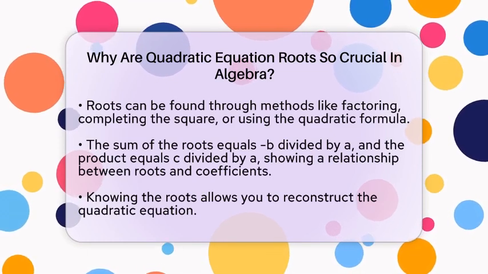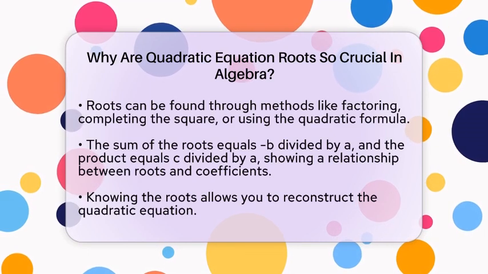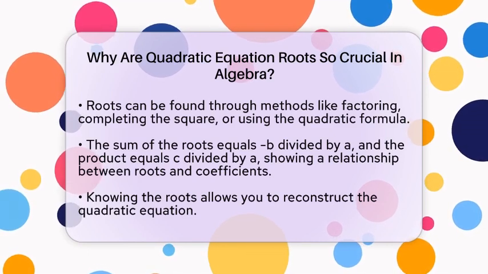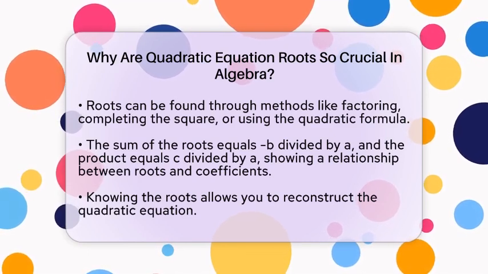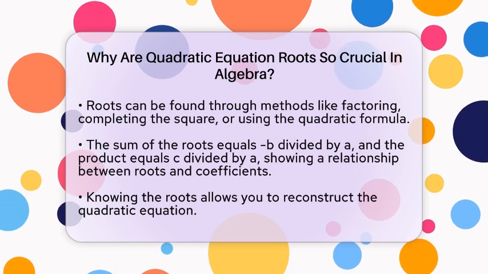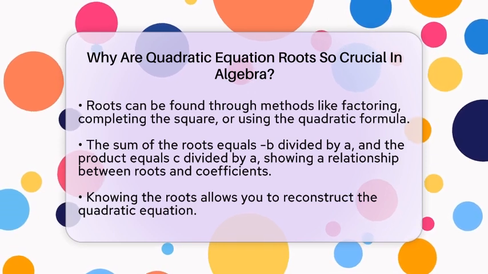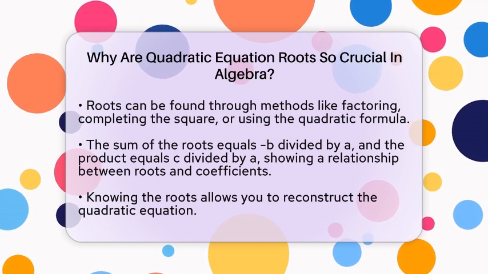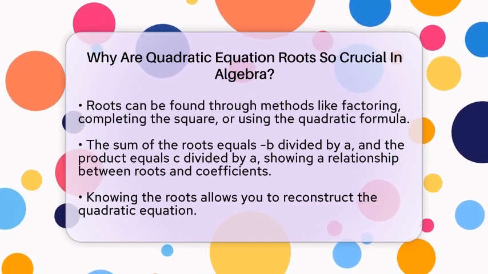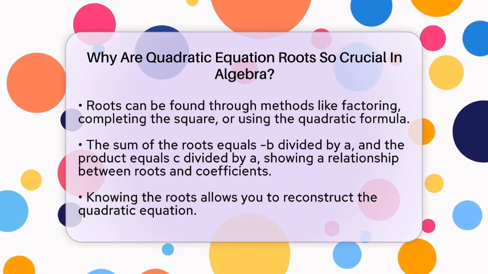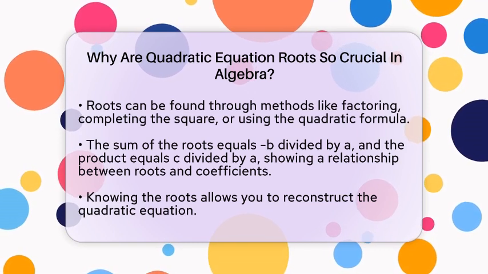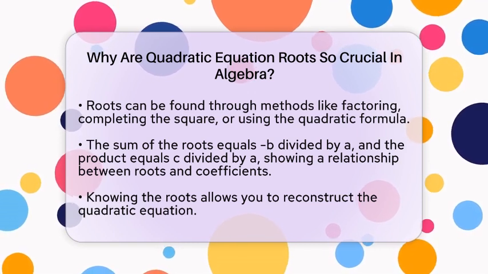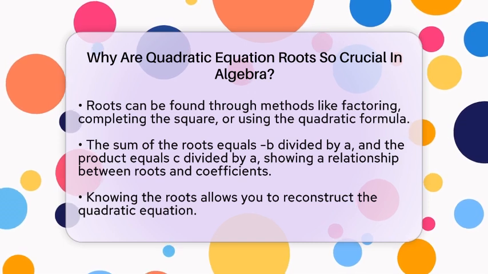Finding roots can be done in different ways. You can factor the quadratic, complete the square, or use the quadratic formula. Each method helps you see the roots from a different angle and builds your algebra skills. The roots also have a special relationship with the coefficients. The sum of the roots equals negative b divided by a, and the product equals c divided by a. This means you can actually reconstruct the quadratic if you know its roots.